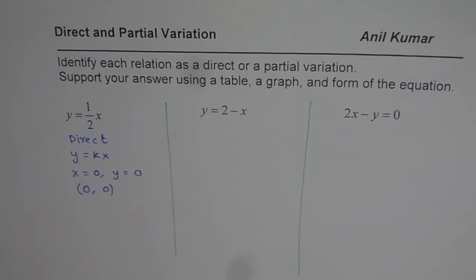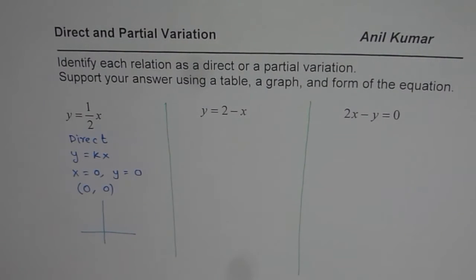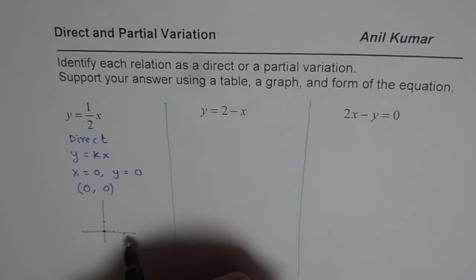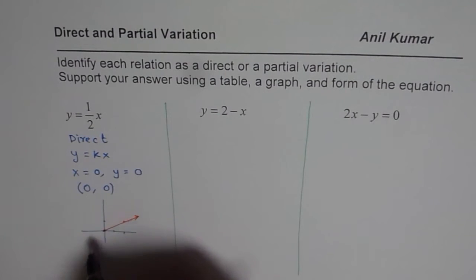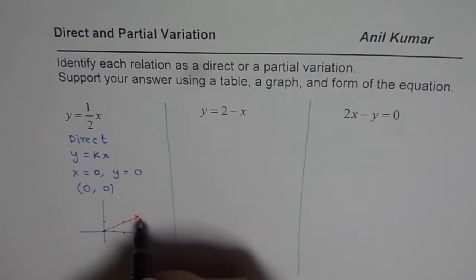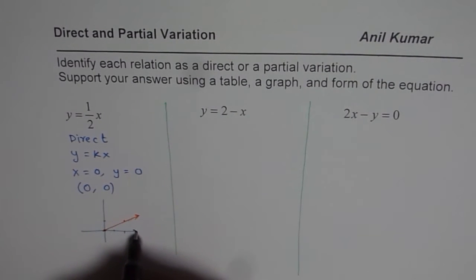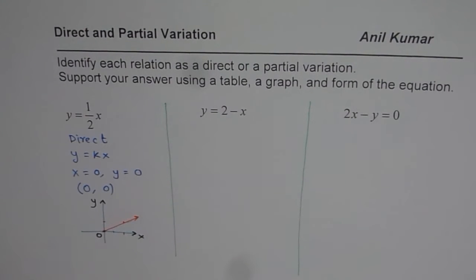The other way could be that you make a table of values and then sketch a graph. For x equals 0, you get y equals 0. Let us say x is 2, you get y as 1. So you get a graph like this, which is a straight line going through the origin. So that represents direct variation. And of course, we take x as the independent variable and y as the dependent variable in this case. So that is how you could justify direct or partial variation.